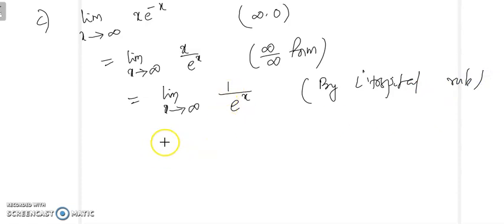Now this is 1 by infinity, and 1 by infinity will be 0, so the value of the limit will be equal to 0.